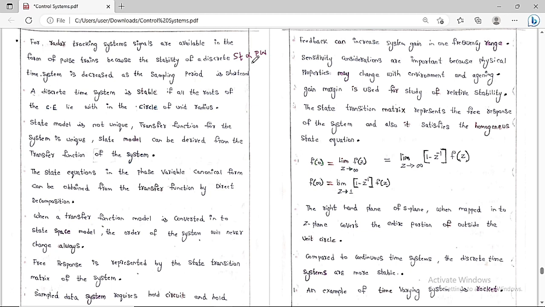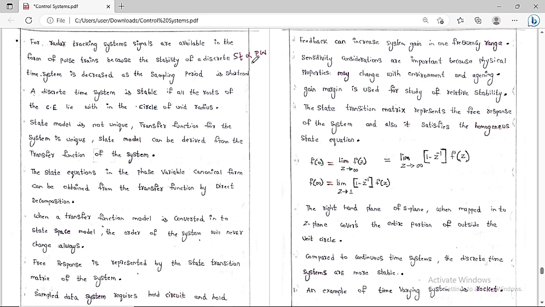The next point is that free response is represented by the state transition matrix of the system. I have already told you, free response means the input is equal to 0 and we get the output based on the state variables, because of the initial conditions only. That is called the free response. I have already given the expression in the previous class, in the formula class itself. So free response is represented by the state transition matrix of the system.